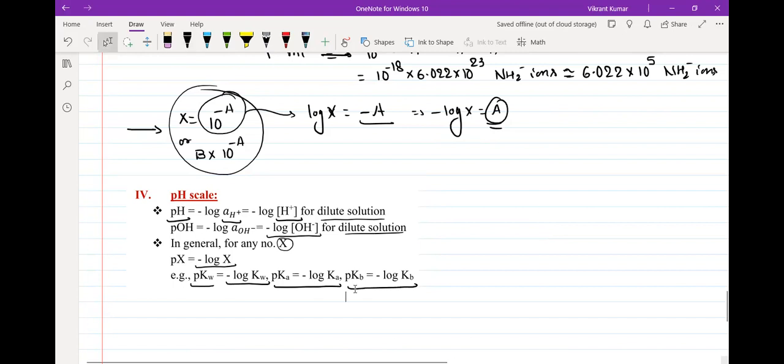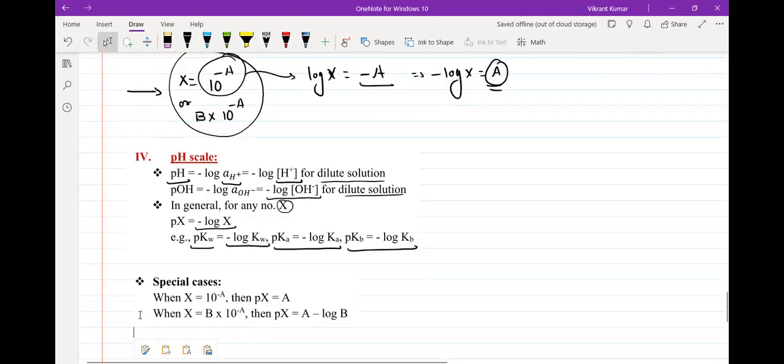Now there are two special cases. I told you that we'll be dealing with a number like 10 raised to minus a, or b into 10 raised to minus a. In that there is no need to do so much processing. If you see 10 raised to minus a, then p of that number will become a. Already discussed that. If I am having b into 10 raised to minus a, then directly a minus log b. Whatever you see here, write it first, and minus log of this remains.